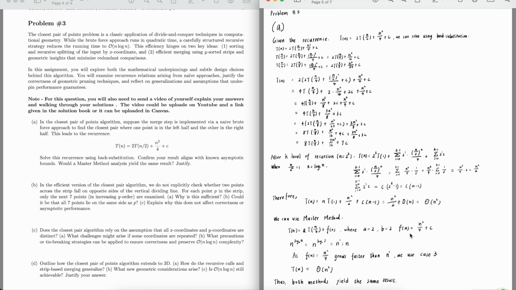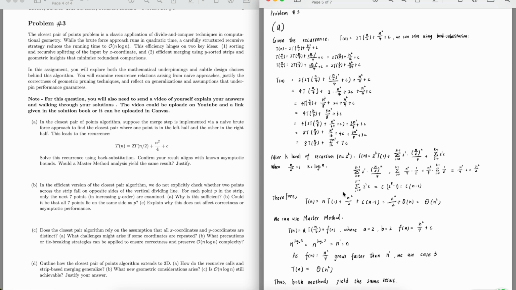So after k levels of recursion, where n = 2^k, we have T(n) = 2^k·T(1) + the summation from i = 0 to k−1 of 2^i·(n/2^i)²/4 + the summation from i = 0 to k−1 of 2^i·c.